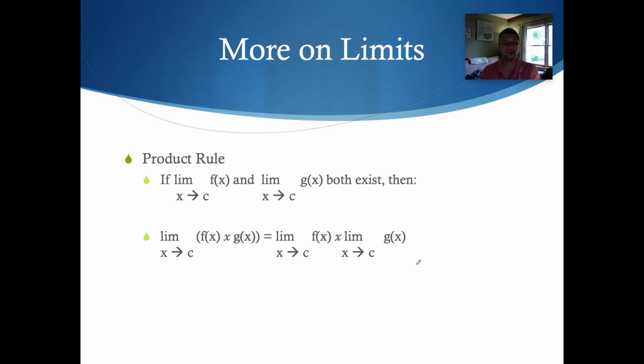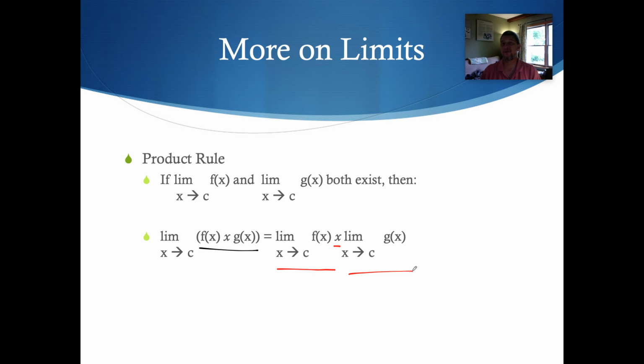Next one, the product rule. Very similar. In this case, again, if the limit as x approaches c of f of x and the limit as x approaches c of g of x both exist, then the limit as x approaches c of the product of these two functions is equal to the product of the limit as x approaches c of f of x and the limit as x approaches c of g of x. So the limit of the product is equal to the product of the limits. If that makes sense to you.